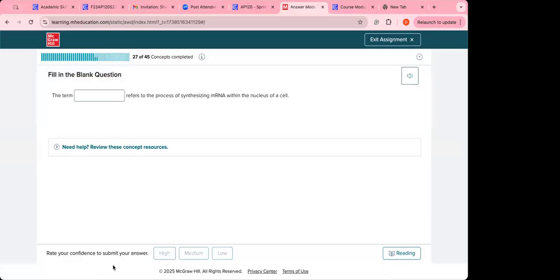Okay, next question. The term blank refers to the process of synthesizing messenger RNA. That's what the M means. The term blank refers to the process of synthesizing messenger RNA within the nucleus of a cell.